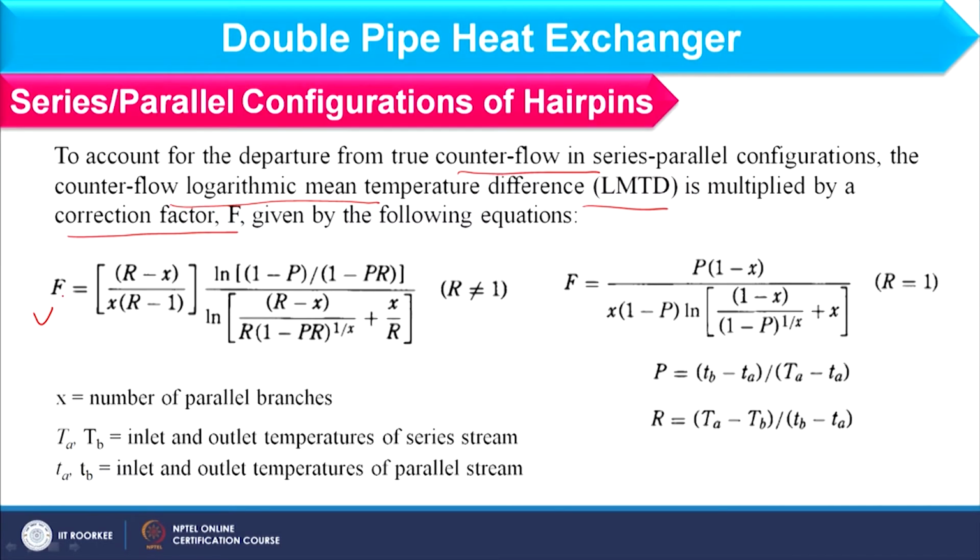We have this capital F, which is nothing but the FT factor, R, and this P, which we have already discussed. And here we have X, where X is basically the number of parallel branches.